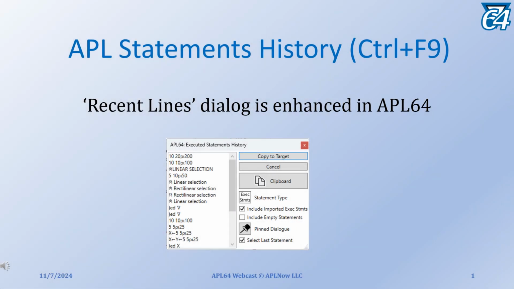This video demonstrates the enhancements to the recent lines dialog in APL 64, which has been renamed the APL Statements History dialog. The recent APL statements displayed in the dialog can be filtered by statement type: all, executed, result. Statements imported from the session log may be excluded from the list of displayed statements. Empty statements may be excluded from the list of displayed statements.